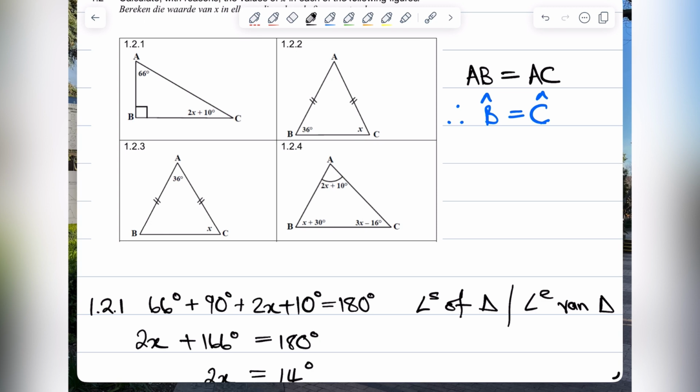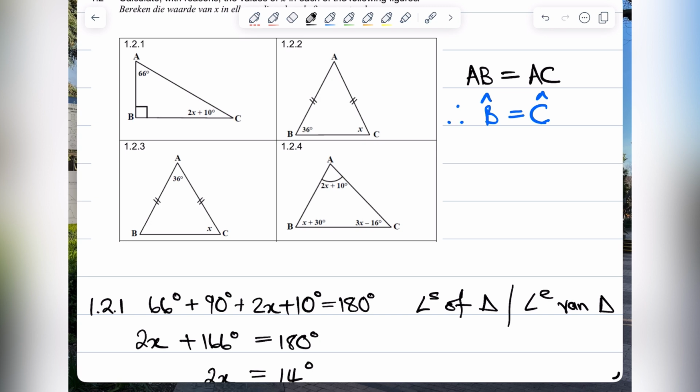Now the common mistake that's made is we just put it equal to 36 again, because you've done it in the previous one. But of course, a triangle ABC is an isosceles triangle in both of these questions, but it is very important to note which angles are equal. So it's the base angles that are equal.